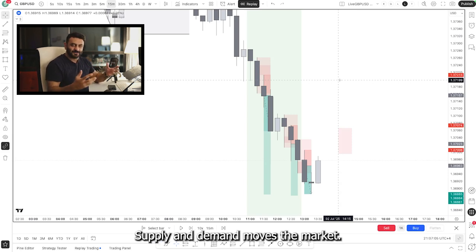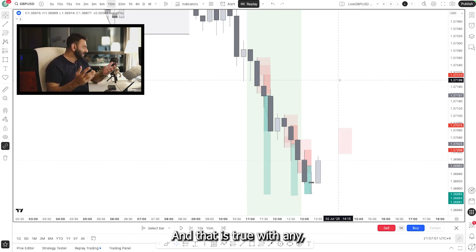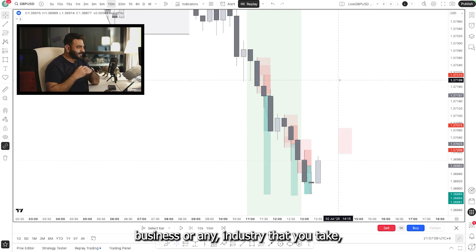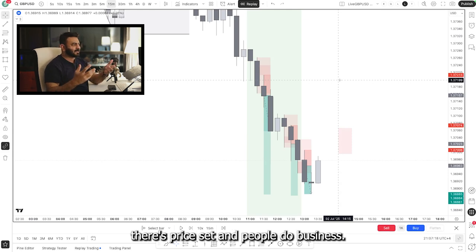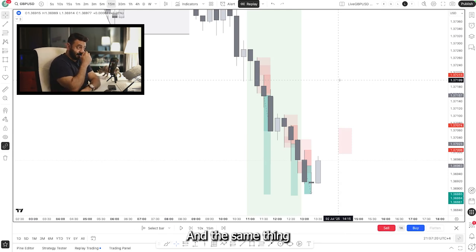Supply and demand moves the market, right? And that is true with any business or any industry that you take. If there's supply, there's demand, and based on the interaction of both, there is price set and people do business, right? And the same thing happens on these charts.